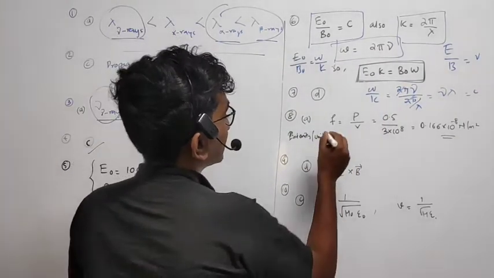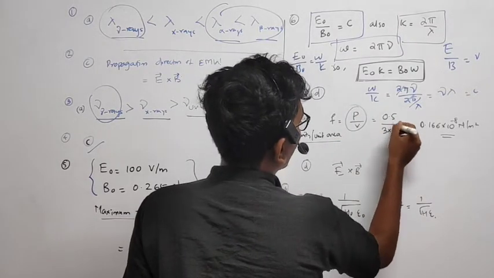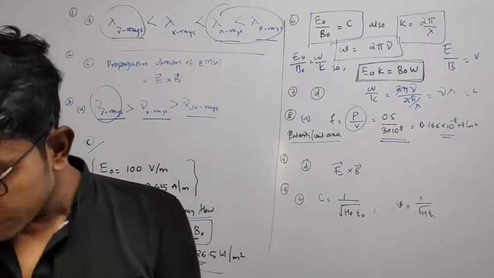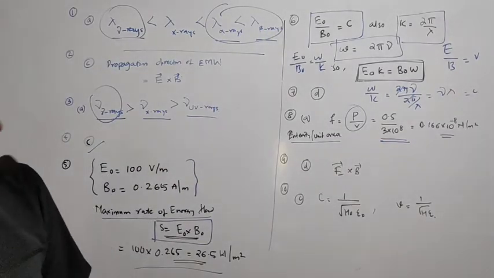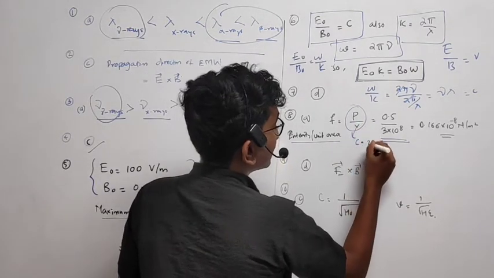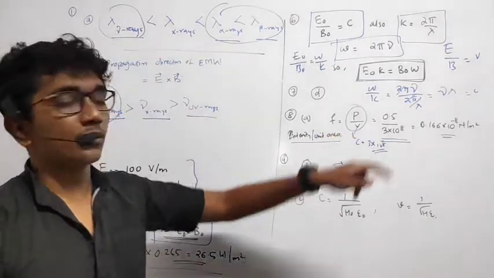Alright. So the answer is pressure is intensity per unit area, equal to P by V. So it will be 0.5 by 3 into 10 to the power 8. The values are given over there. So the value is equal to C. What is V here? V is nothing but C, 3 into 10 to the power 8. Okay. Substitute the value, then you will get it.